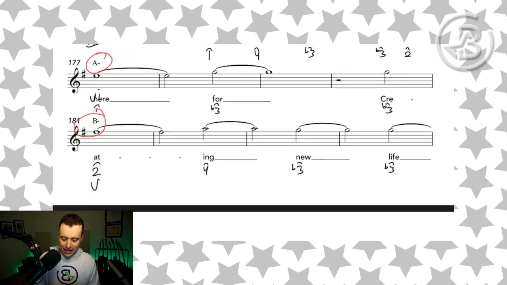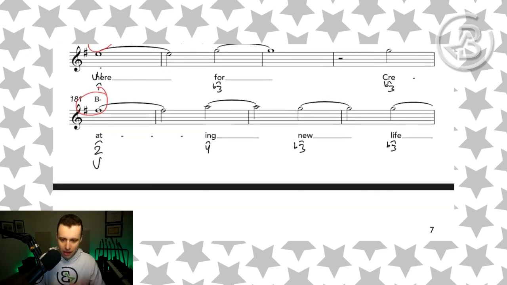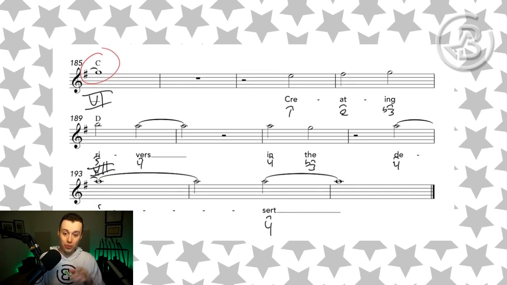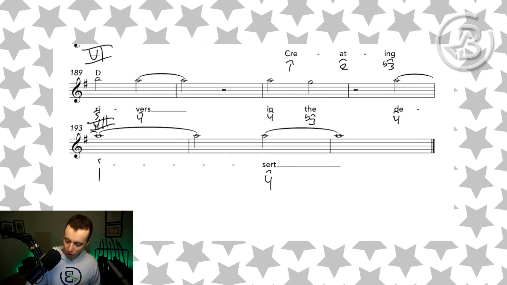And we can see that again in 177. We have A minor, which is 4. 181, we have B minor, which is 5. In 185, we have C, which is 6. In 189, we have D, which is 7, which drives us back to 1 in 193.